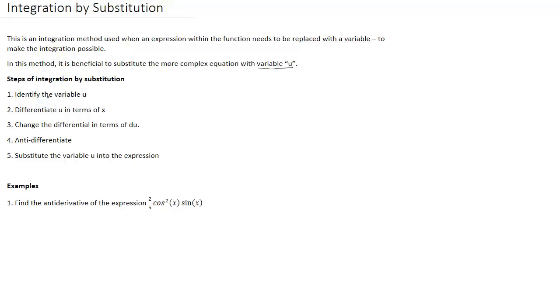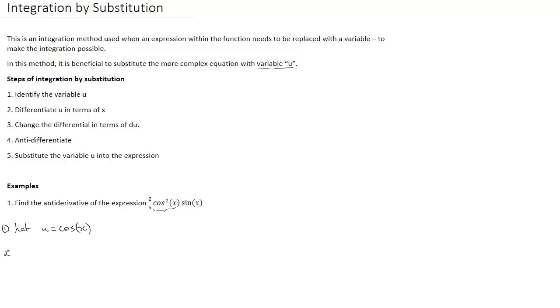So the first step is to identify the variable u. As I mentioned, u is the most complex part of the expression. In this equation, cos squared x is probably the most complex looking part, so we're going to let u be equal to cos of x. Notice how I didn't include the squared, and that's just because I want to keep my u substitution simple. I'm still going to have a squared on the u, but I'm going to keep u as simple as possible.